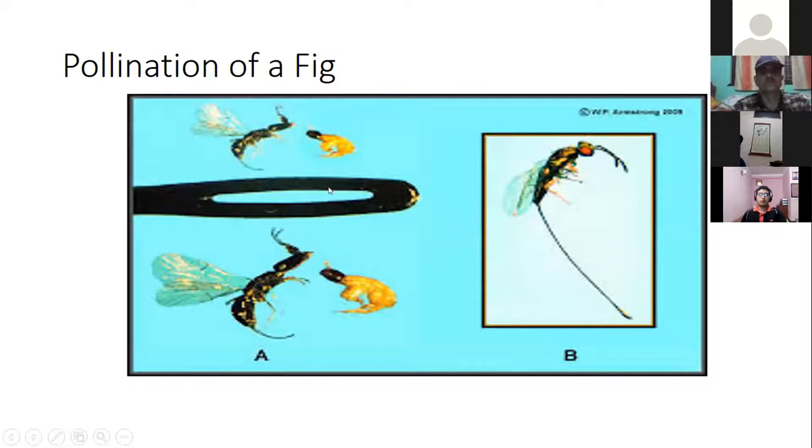And this is a long injection-like projection called ovipositor, by which it gets inside the place and starts depositing the egg. This way. So this is the life history of a pollinator.